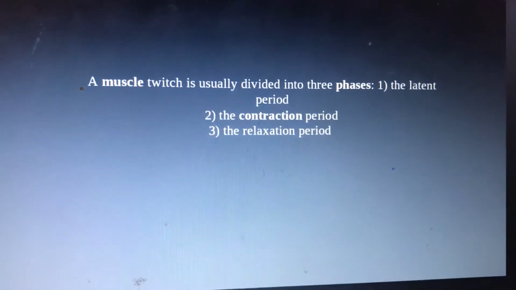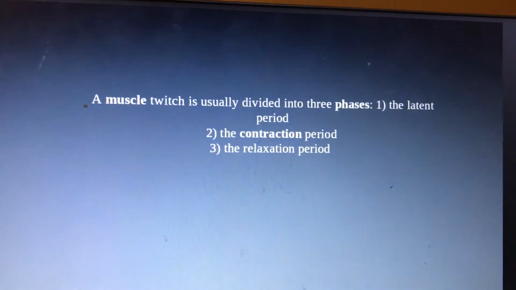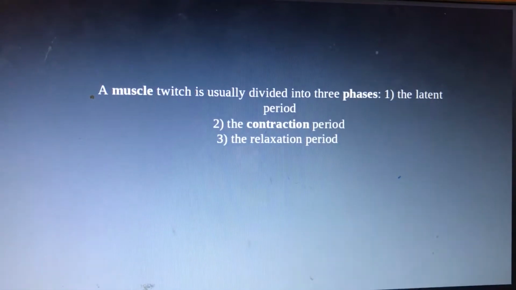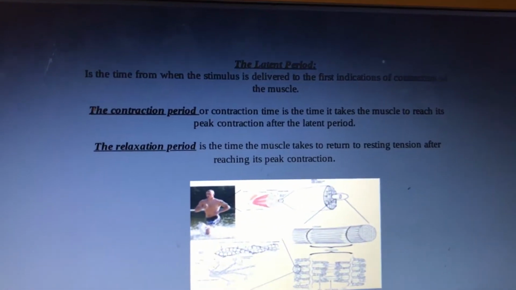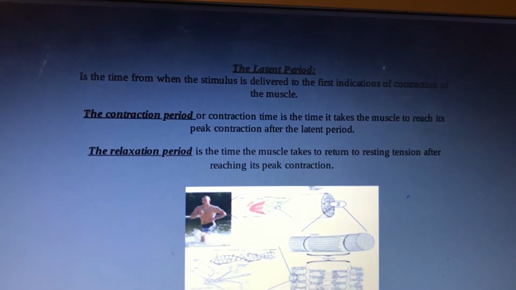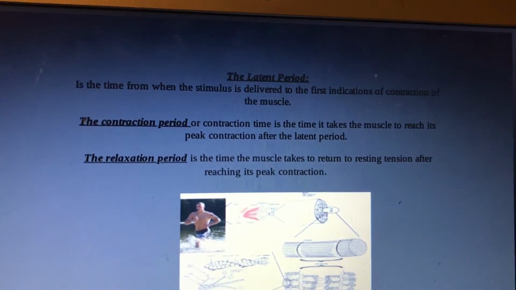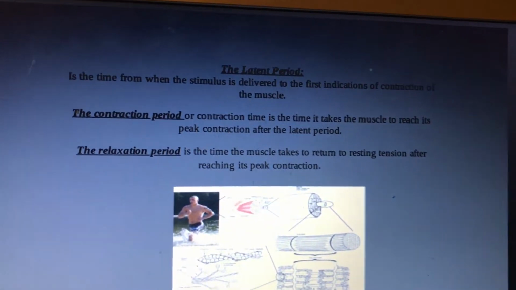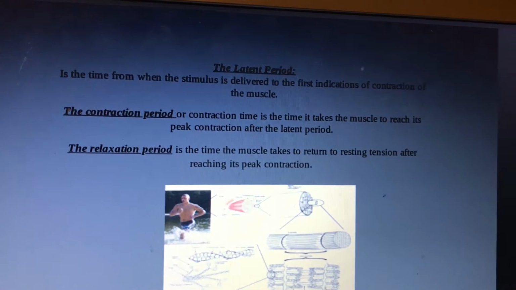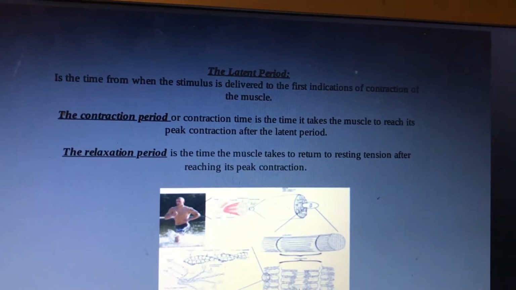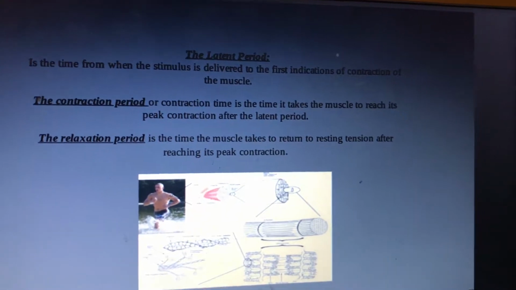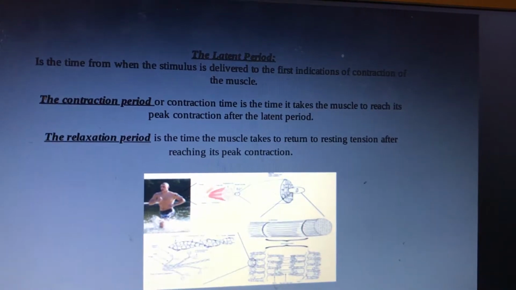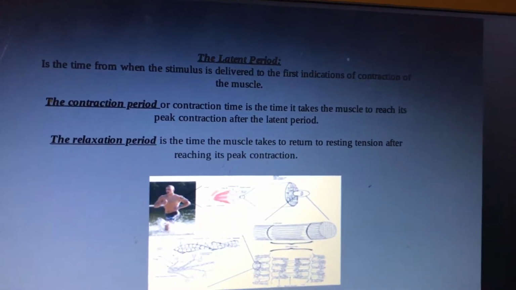A muscle twitch is usually divided into 3 phases. The first one being the latent period, then the contraction period, and the relaxation period. The latent period is the time from when the stimulus is delivered to the first indications of contraction of the muscle. The contraction period, or the contraction time, is the time that it takes the muscle to reach its peak contraction after that first latent period. And the relaxation period is the time the muscle takes to return to resting tension after reaching its peak contraction.